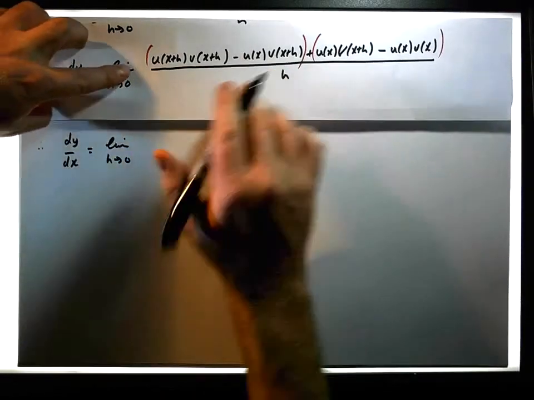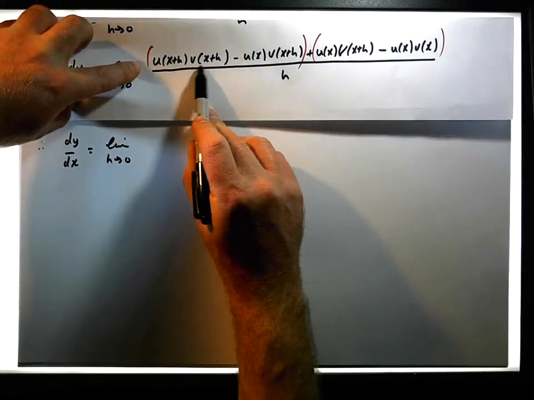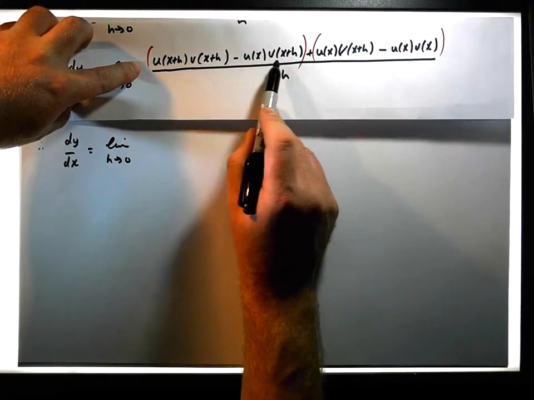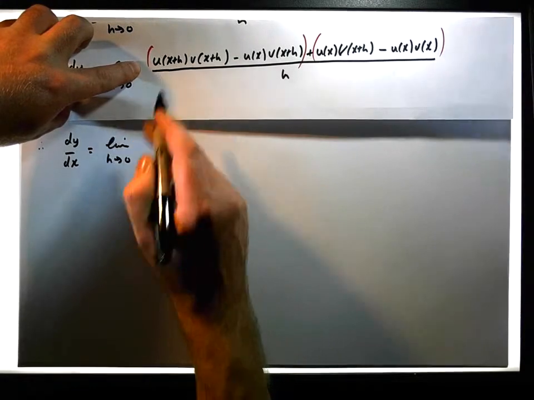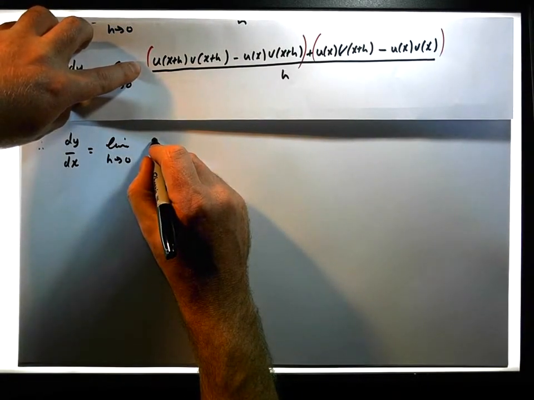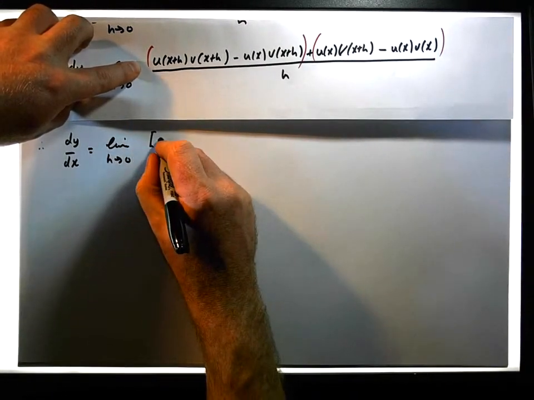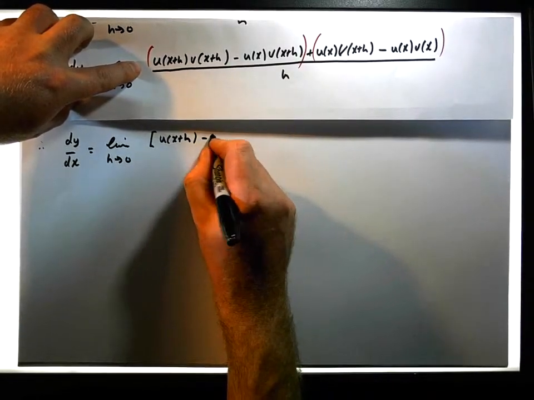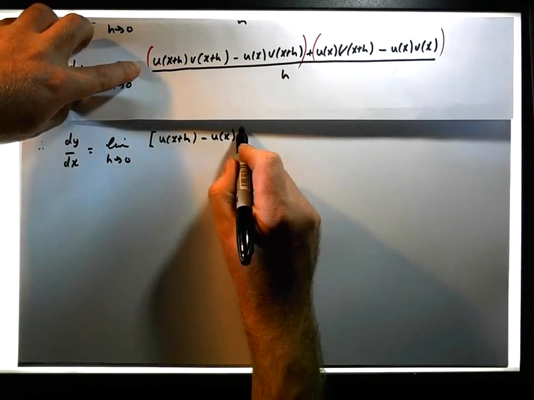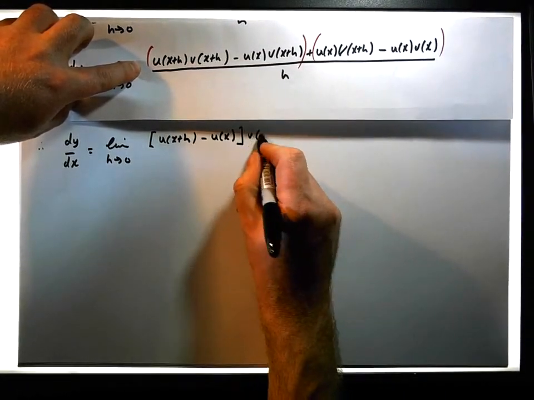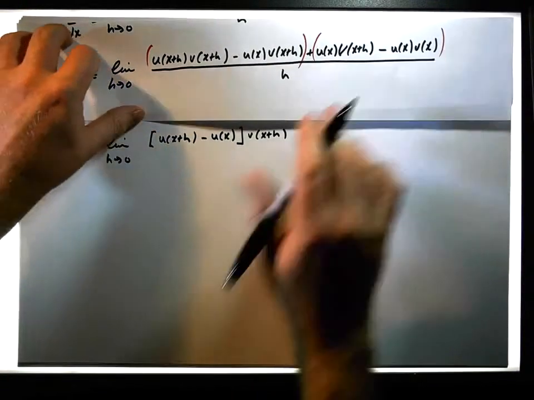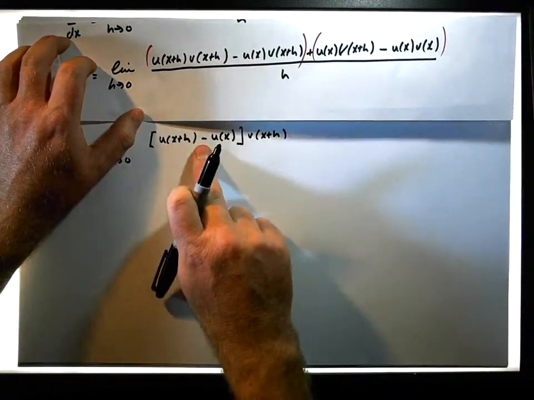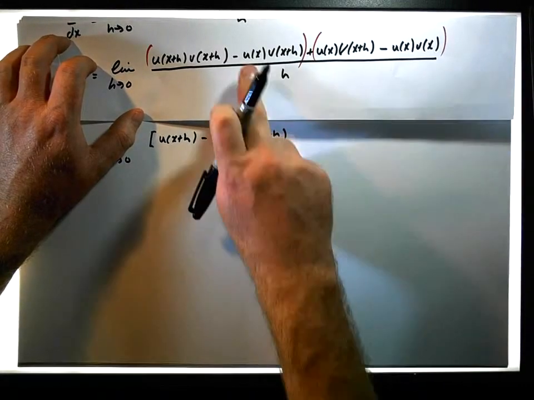Now, what's common between these terms here is v of x plus h, and it's on the right-hand side of the products. So what we're left with is u of x plus h minus u of x, which needs to be multiplied by v of x plus h. You can actually see that when we multiply with the brackets, u of x plus h times v of x plus h gives us this, minus u of x times v of x plus h gives us this.